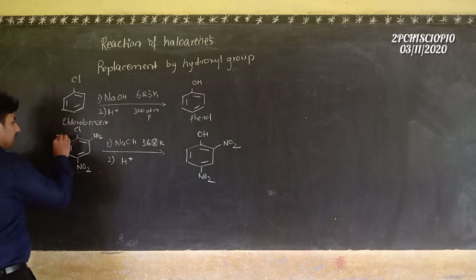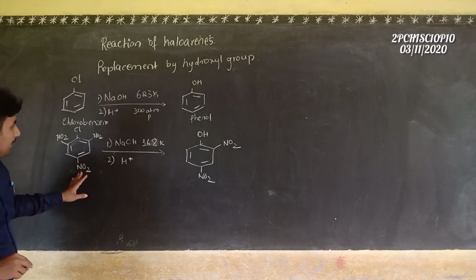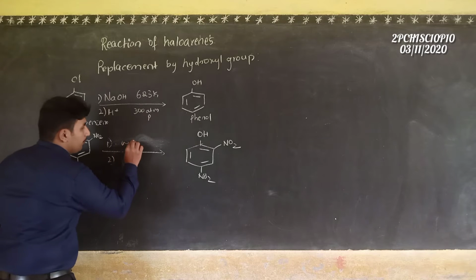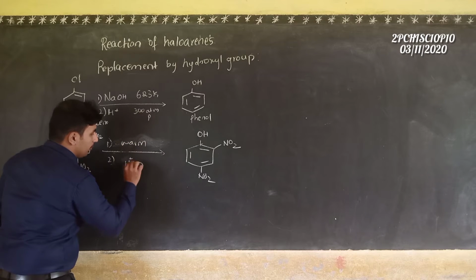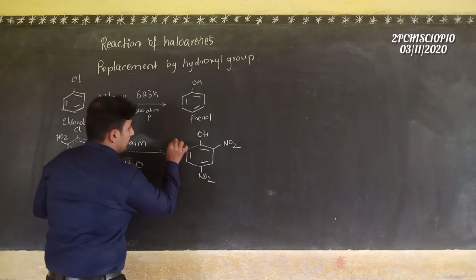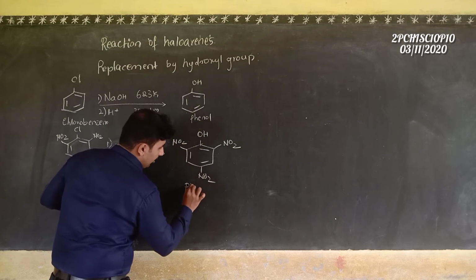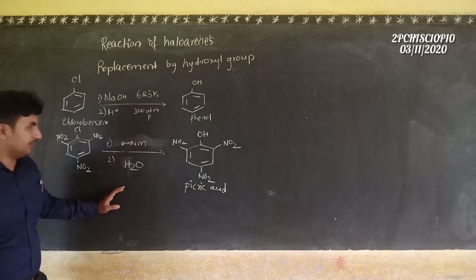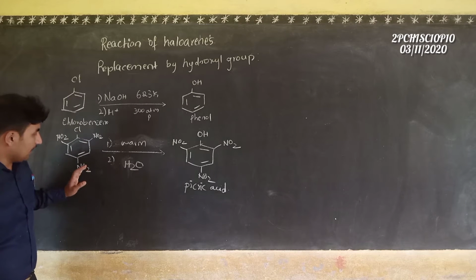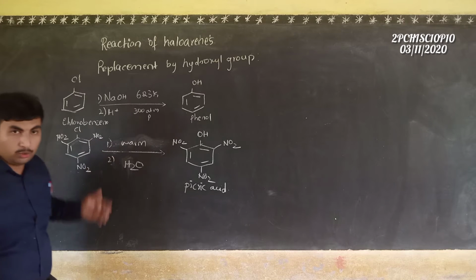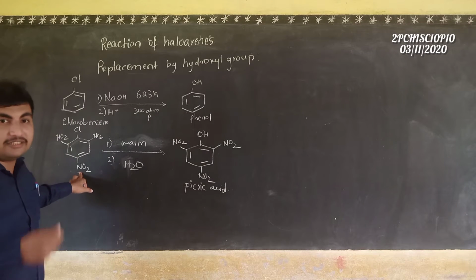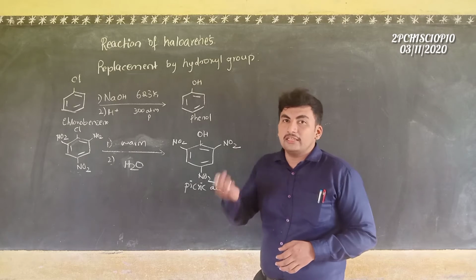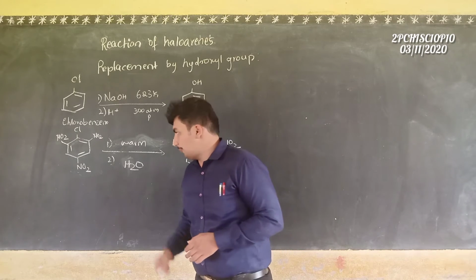Suppose the NO2 group is present at both ortho positions and the para position. Now NaOH is not required, just warm it in the presence of water, and it will give this product with NO2 groups. The common name of this product is picric acid. When the electron withdrawing groups are more, present at ortho as well as para position, the reactivity of the reaction increases.